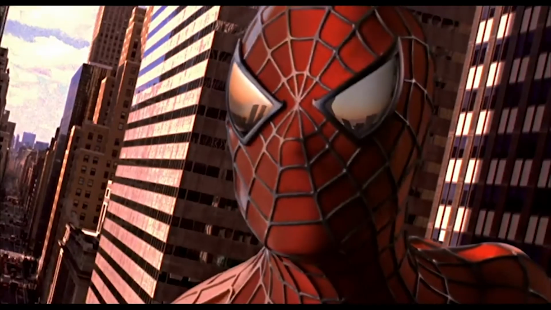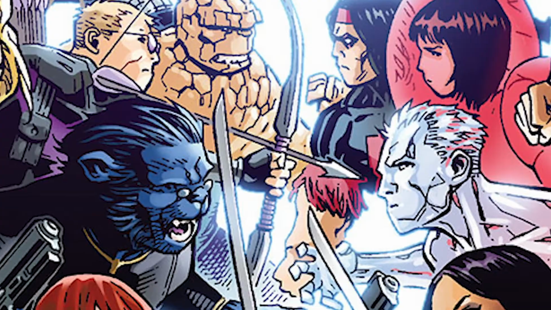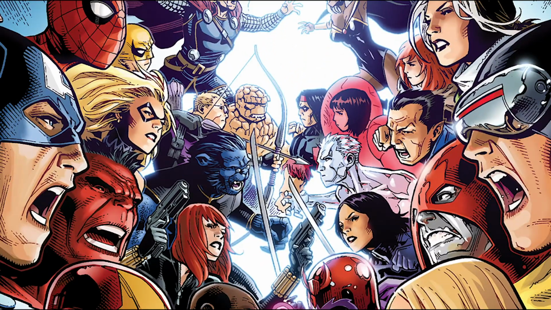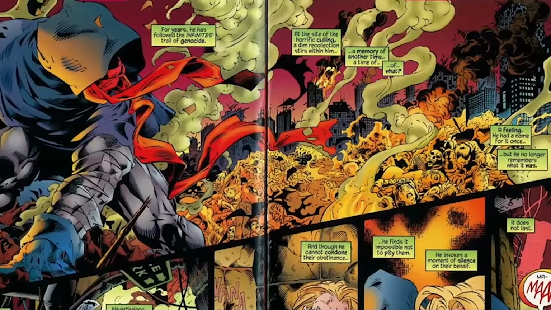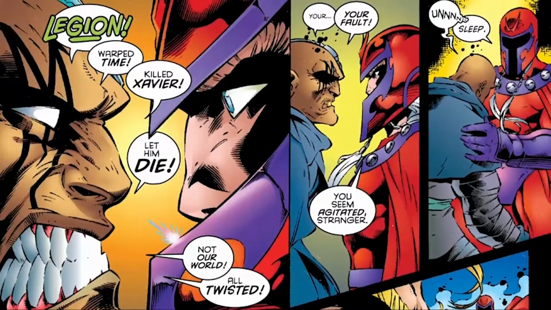Publishers were forced to sell off the film rights to some of their most popular characters in order to survive. So now you know who to blame for it taking this long for the X-Men to meet the Avengers. Sorry about that. Comics were in a dark place both in-universe and in the real world. But just like everything else, it all changed on September 11th, 2001.